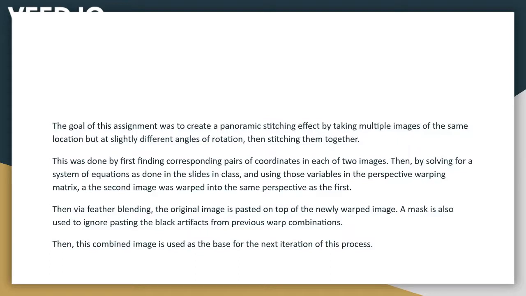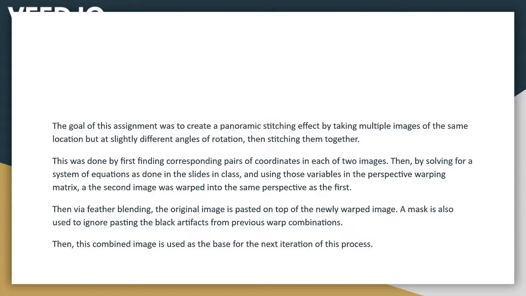And this was done by first finding four corresponding pairs of coordinates in each of the two images. And then by solving the system of equations as we did in class, and using those variables in the perspective warping matrix, the second image was warped or projected into the same perspective as the first. The reason you need four of those coordinate pairs is just to solve the system of equations, as there are four equations that you need to solve.